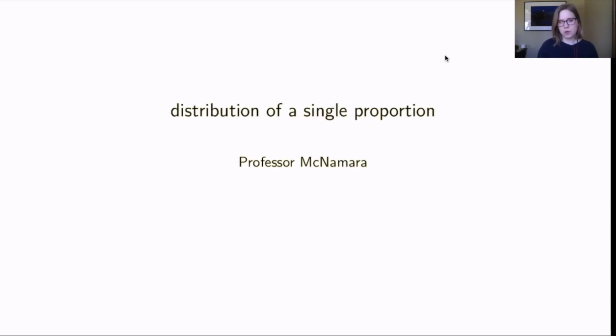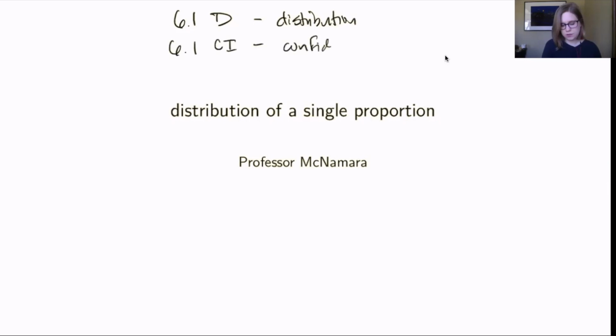In chapter 6, we're going to go through a bunch of specific methods of doing inference based on the parameter that we're interested in. So chapter 6.1 is about a single proportion, and the book has little subsections for each of the sections. So chapter 6.1 has section 6.1d, which is about a distribution. It has 6.1 CI, which is about a confidence interval. And then it has 6.1 HT, which is about a hypothesis test.